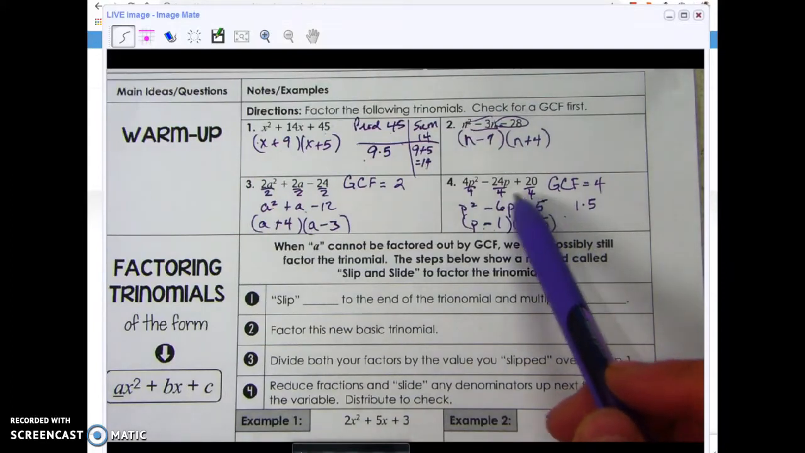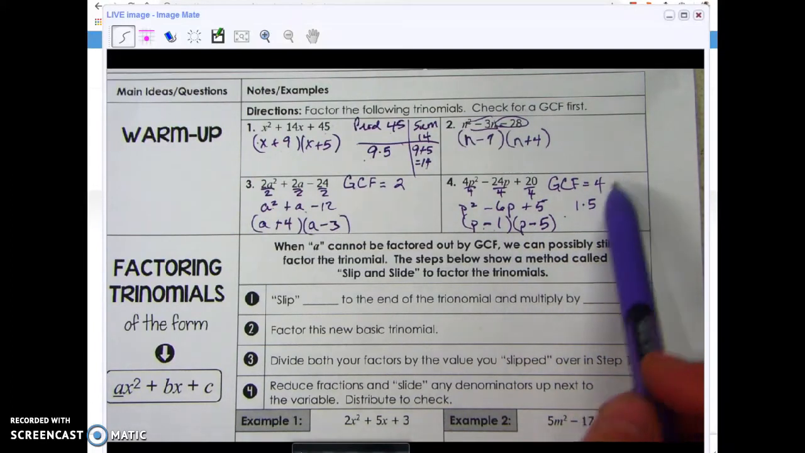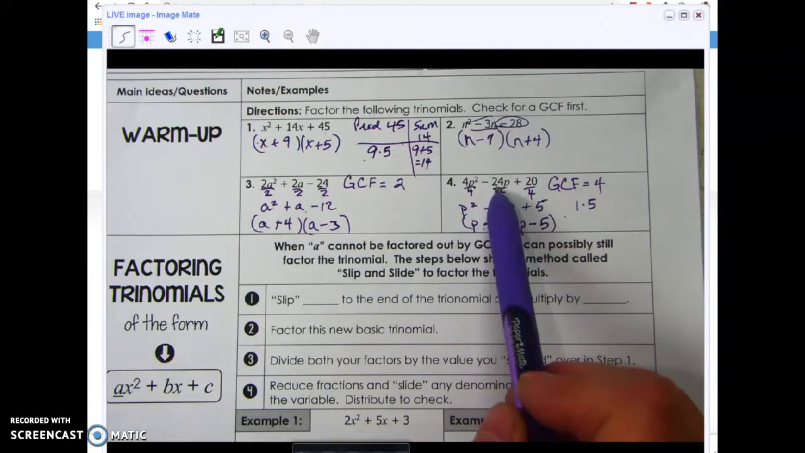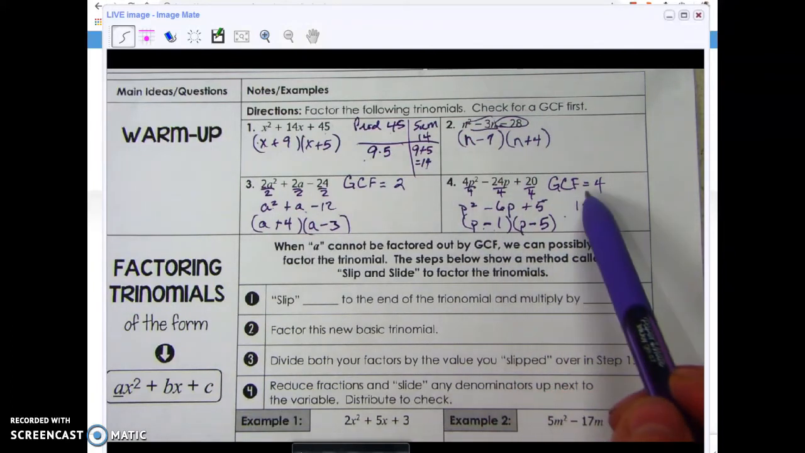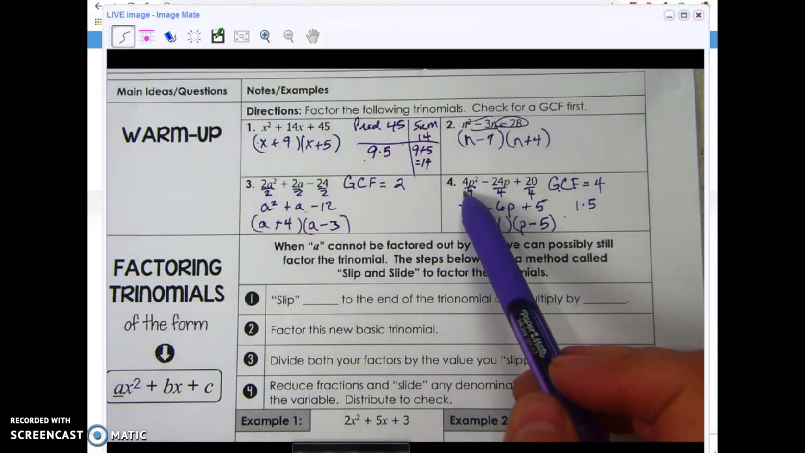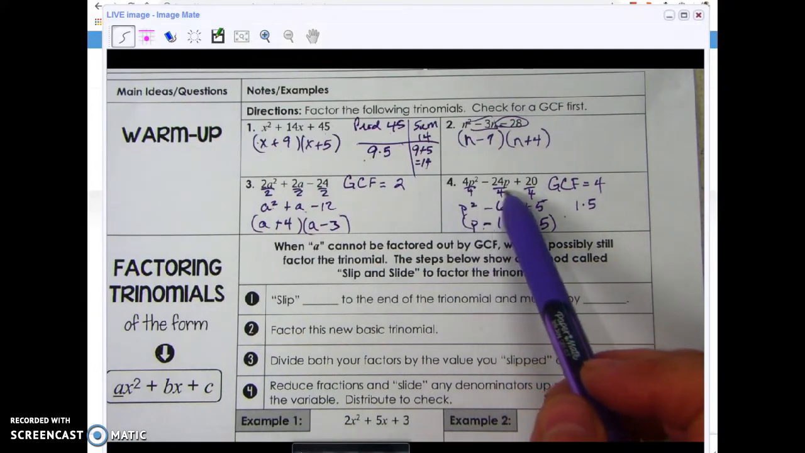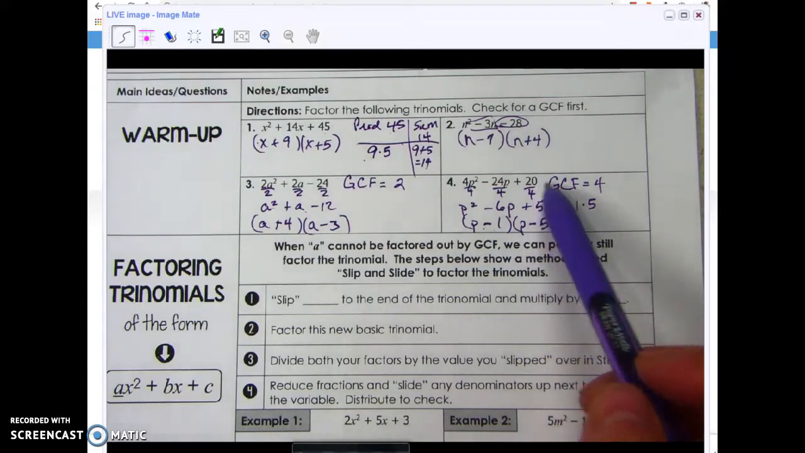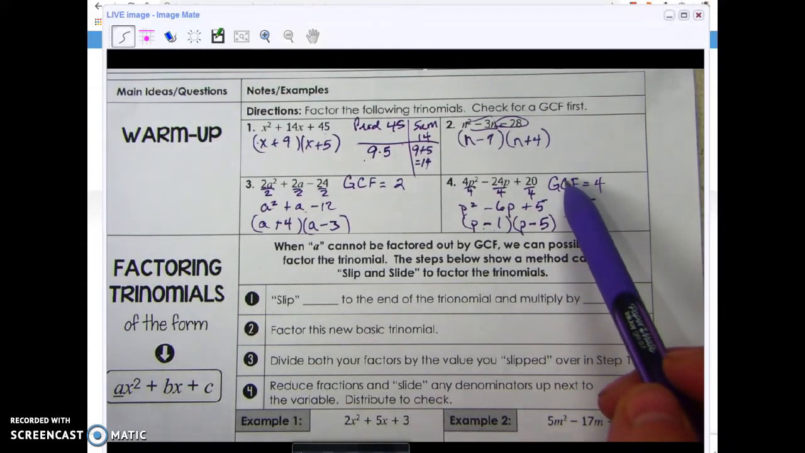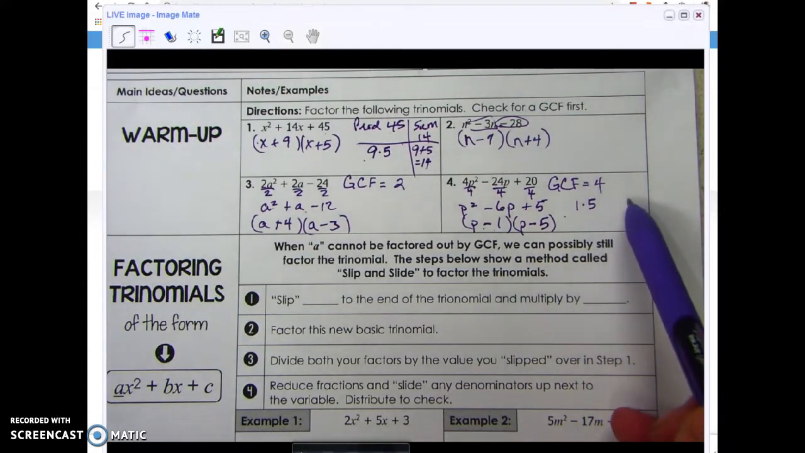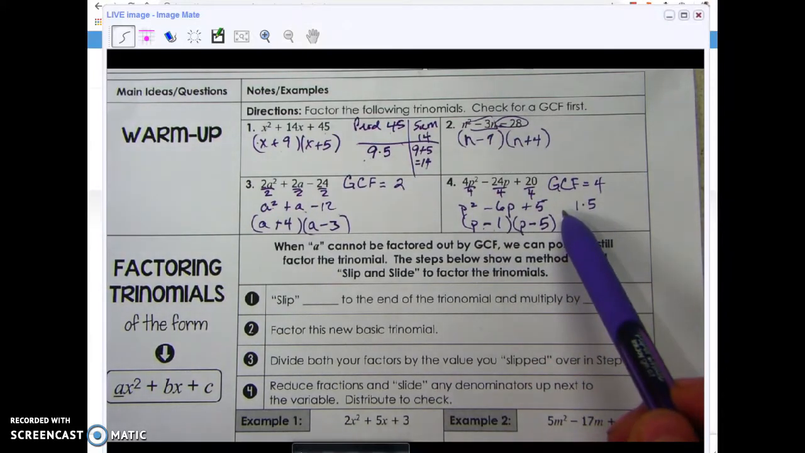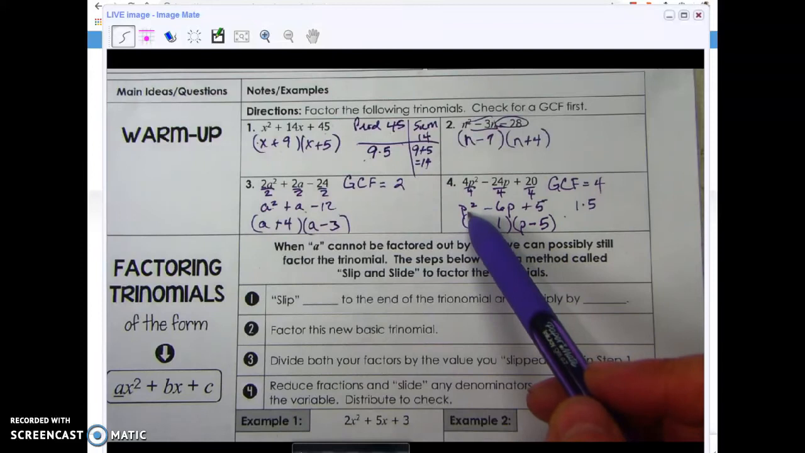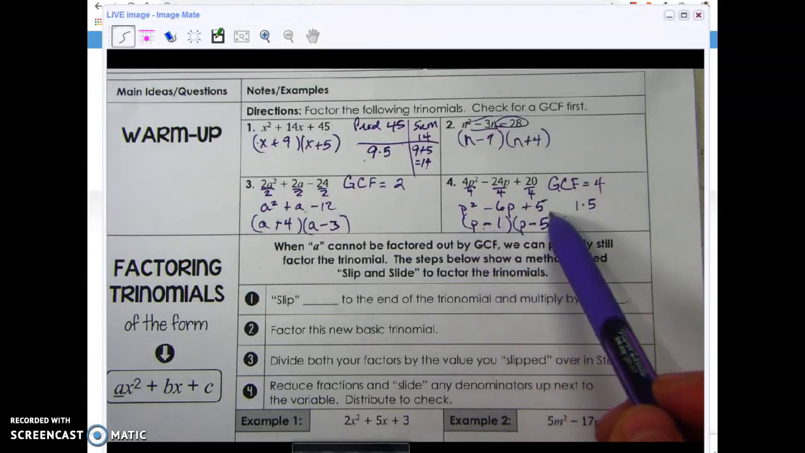And now, taking a look at this last one, again, there was a 4, a 24, and a 20. So we could have started out with dividing out a 2. Well, then we still would have been left with a 2, a 12, and a 10. Then we'd know another 2 could be pulled out. So if I could pull out 2 twice, that means I could pull out 4. So we divided each number by 4, and we ended up with p squared minus 6p plus 5.